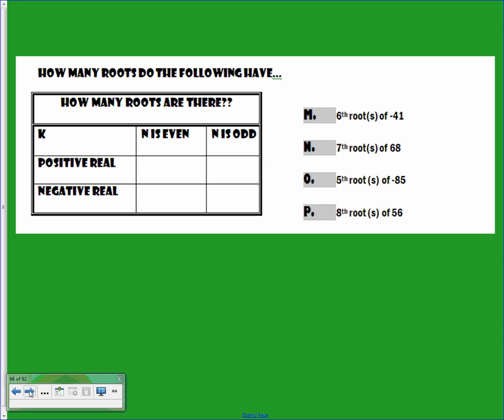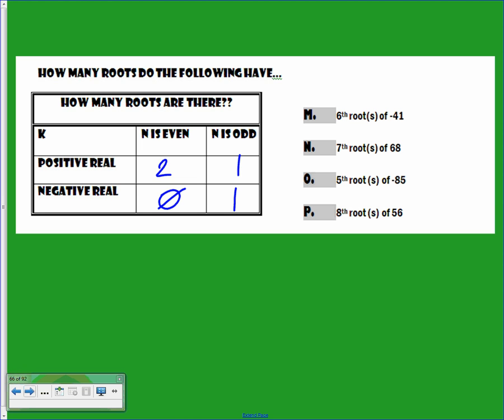So we have kind of already run into this, so we're going to just put it into a table. If you ever have an even exponent and you have a positive number, then you're going to have two answers, right? Plus or minus. If you have a negative and an even, we're going to have no solution. And if you have odd and negative, you're going to have 1, and positive and odd is 1.